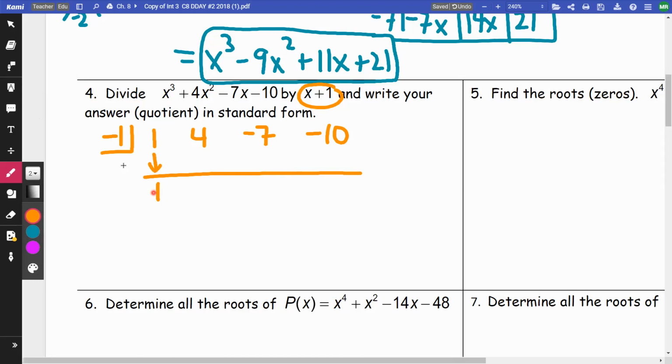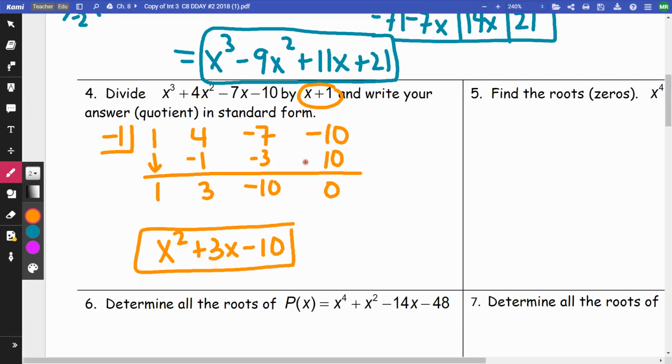And now I'm going to multiply 1 times -1, which is -1, and I add it, I get 3. 3 times -1, which is -3. I add it, I get -10. -10 times -1 is a positive 10, and I got a 0. So this actually was a factor. So my answer is going to be x squared plus 3x minus 10. I don't have to add my remainder over x plus 1 because I have no remainder.